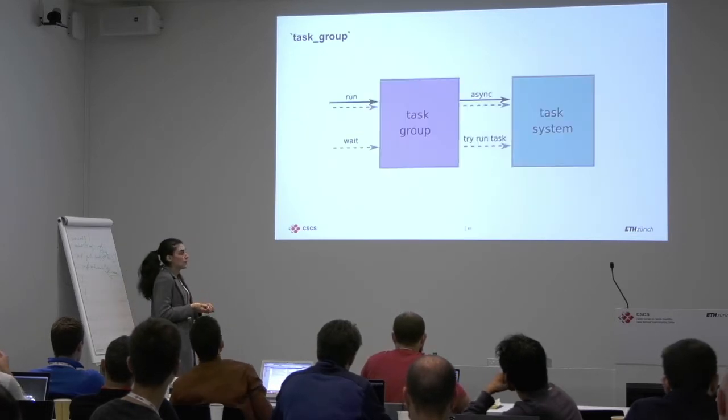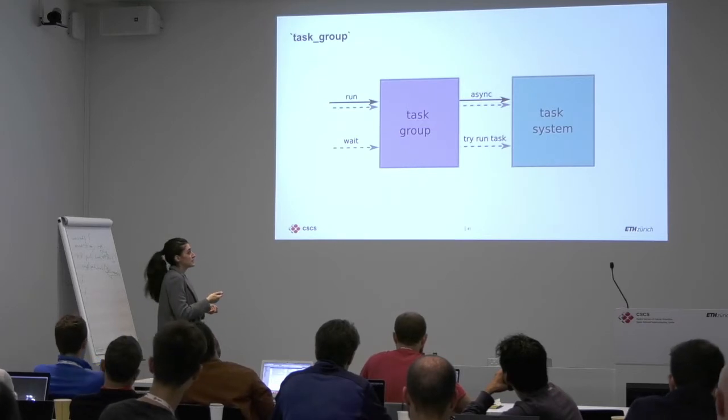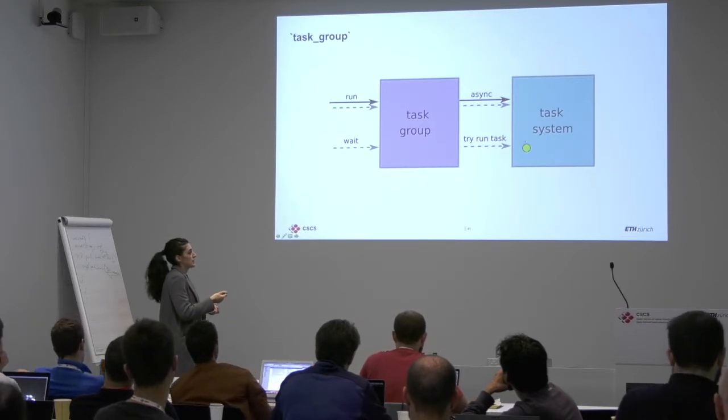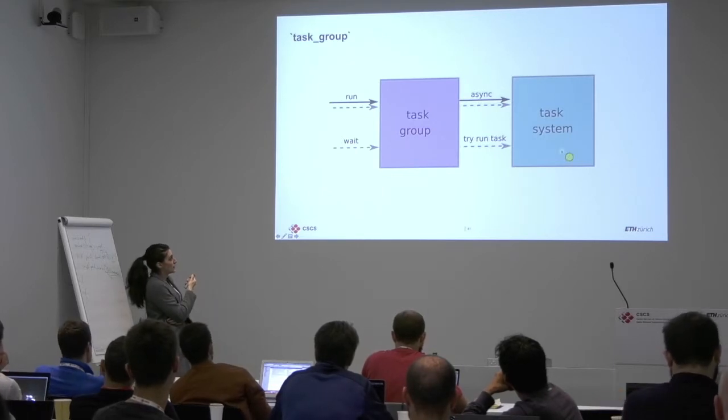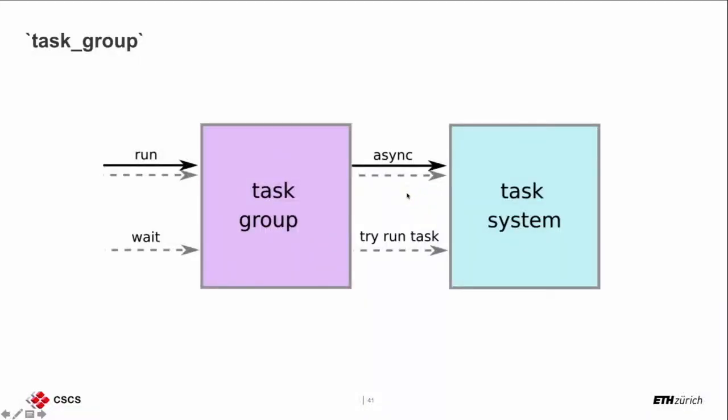And this is how we want to interact with our task system. So our task system now includes everything, the notification queue, everything we did previously. And we've got the async function from before, and we've got this try run task that I mentioned at the end. And we're going to be talking to our task group through run, which is kind of like async. Maybe a better name would have been async and wait.